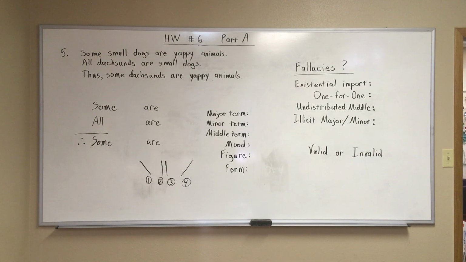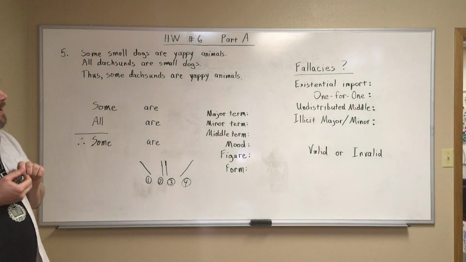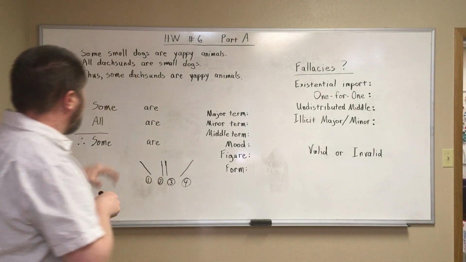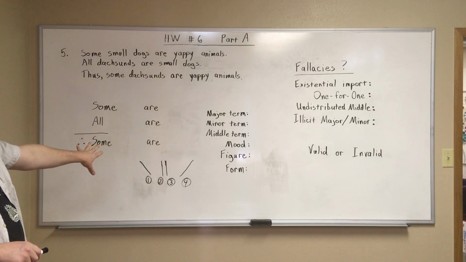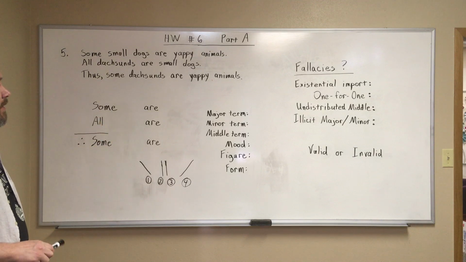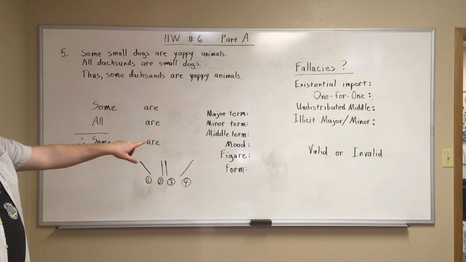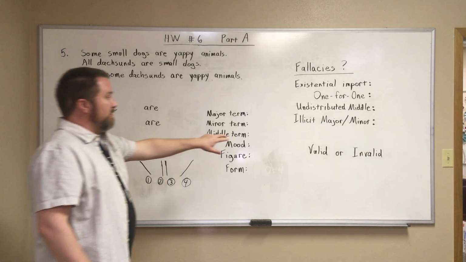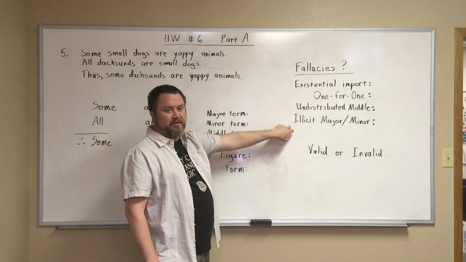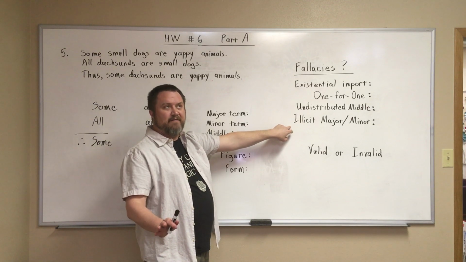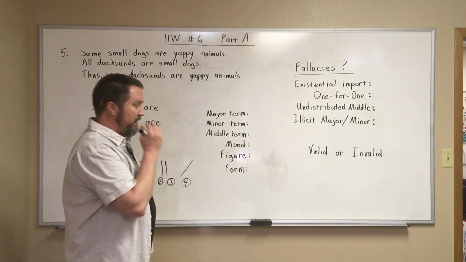Okay, next up we're going to take a couple more examples from homework number 6, part A, and we're going to go through the major terms and identifying everything first, same as we did before. But for these ones, we're going to do something a little different. We're going to check for validity by looking at the form in the figure and distribution to see if there are any formal fallacies committed. And that'll tell us what is valid or invalid.